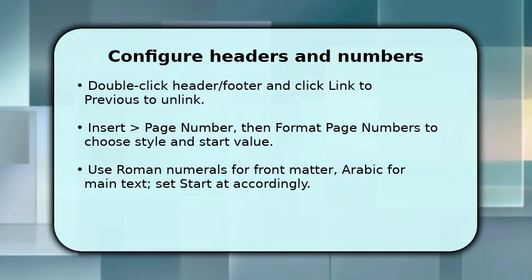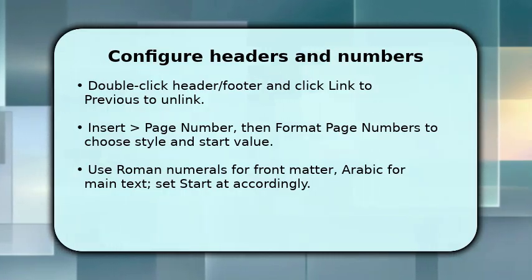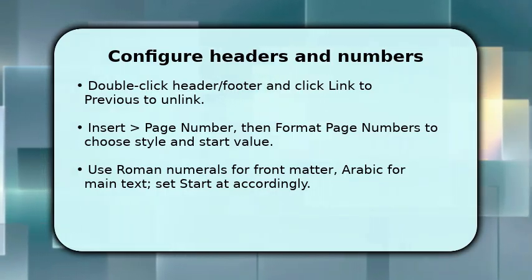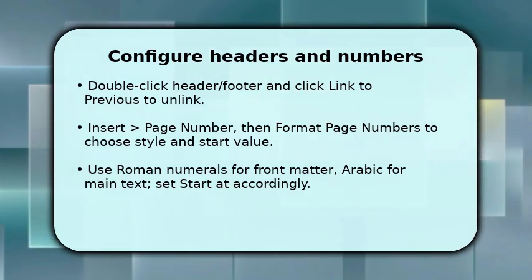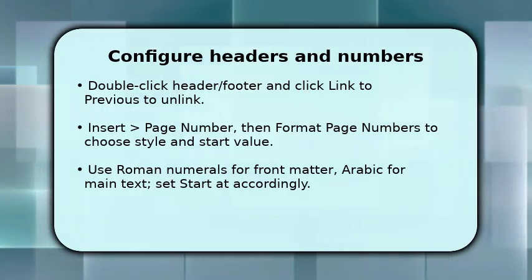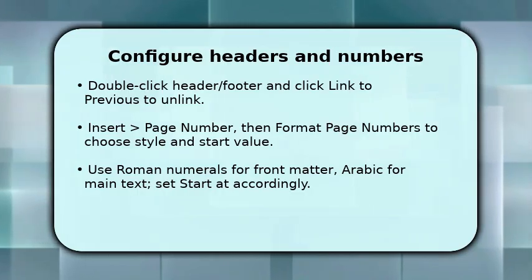Next, choose Format Page Numbers to select number style and set Start at to 1 or another value. If you're doing front matter, pick Roman numerals and then switch to Arabic in the next section. This unlink then format pattern is what lets you mix styles and restart counts reliably.